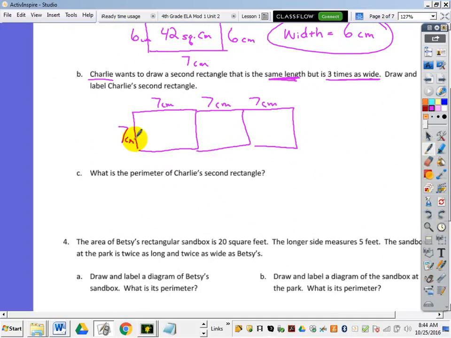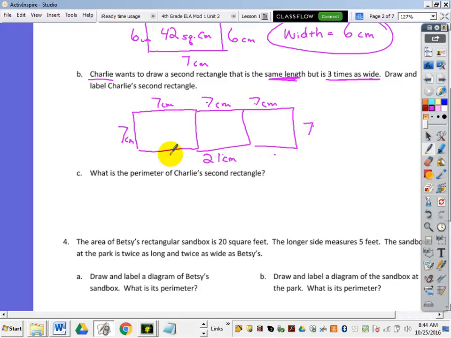So this is a 7 centimeters by 7 times 3, which is 21 centimeters. Okay, what's the perimeter? That's a lot of 7s. You could add 7 to itself: 1, 2, 3, 4, 5, 6, 7, 8. Could be the same as 7 times 8.